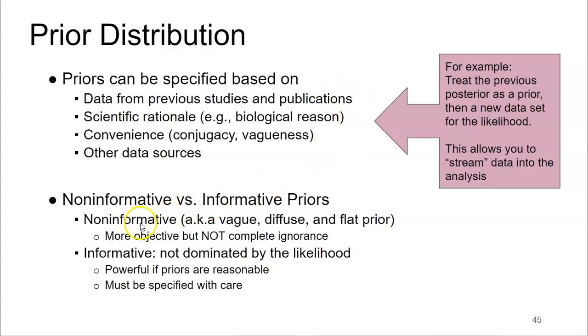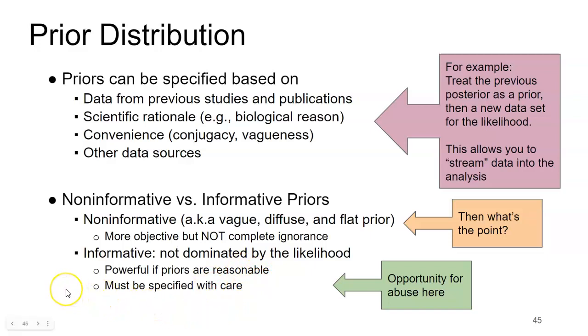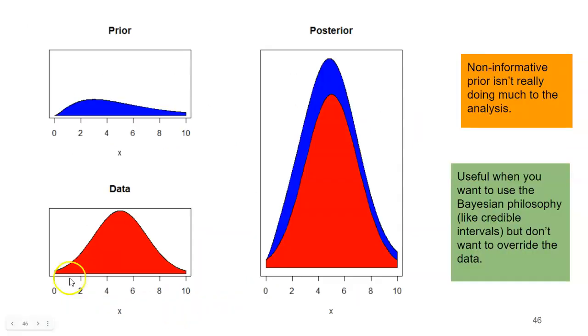Now, there are some non-informative priors where you're like, I don't have any opinion or knowledge, but I still want to put on a prior to get the Bayesian philosophy. That's what the point would be. Or you could have junk priors or priors that give you the answer you want. So there is some abuse that could happen with getting the prior. Let me show you what it looks like with a picture.